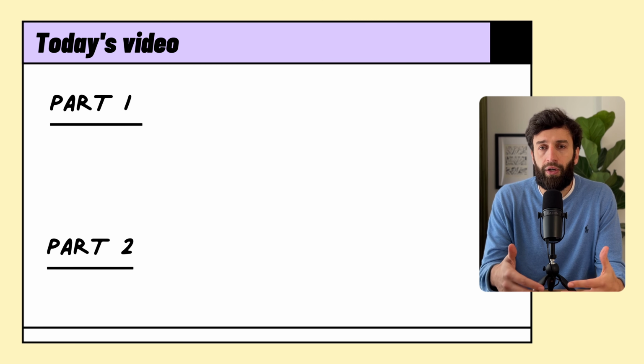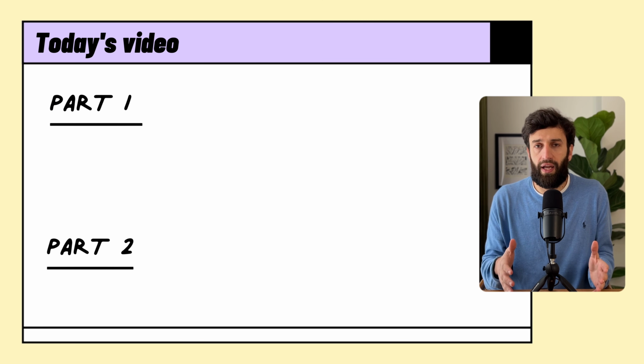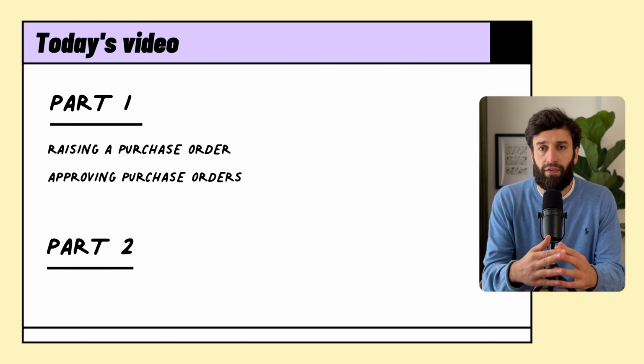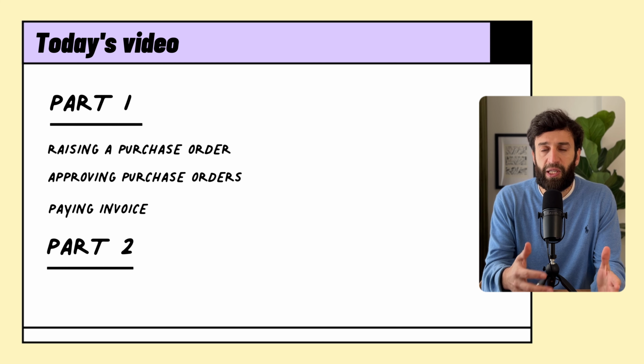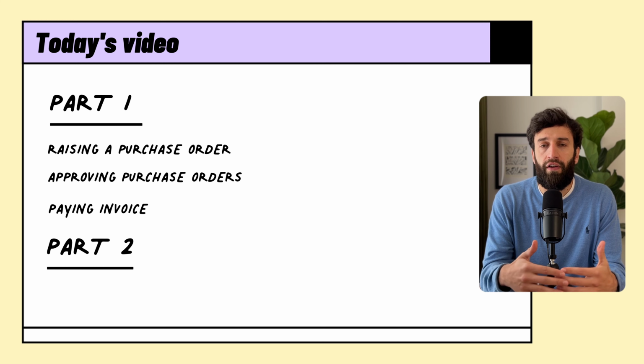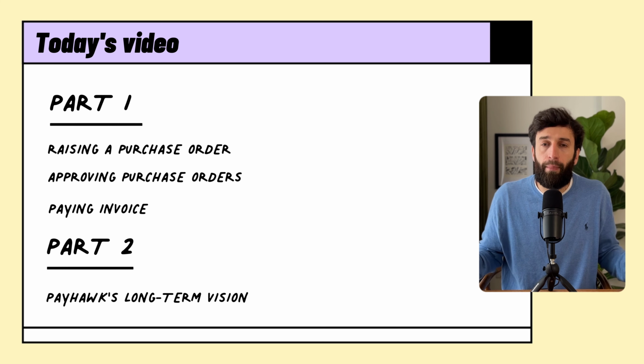Today's video is split into two parts. In the first part, I'm going to show you a demo step by step of how employees raise purchase order requests, how those purchase requests get approved by the finance team, and then the invoice finally gets paid. In the second part of the video, I'll explain how this feature fits into the Payhawk long-term product vision. So feel free to skip around the different parts. Otherwise, let's dive in.